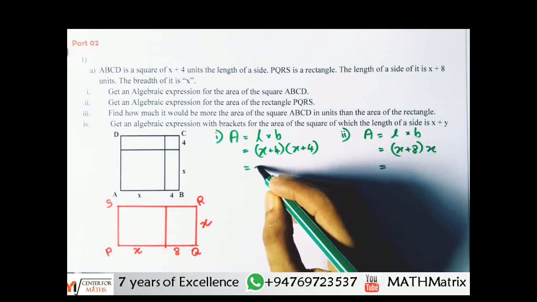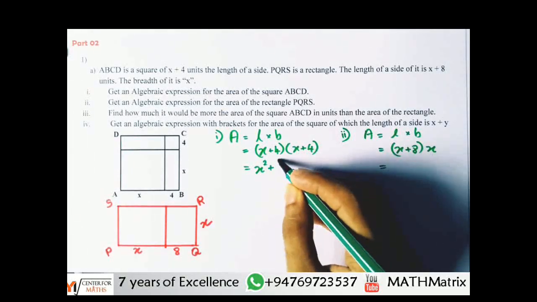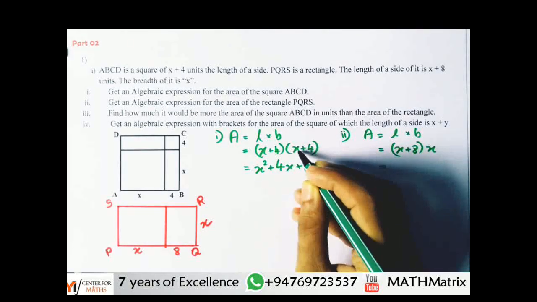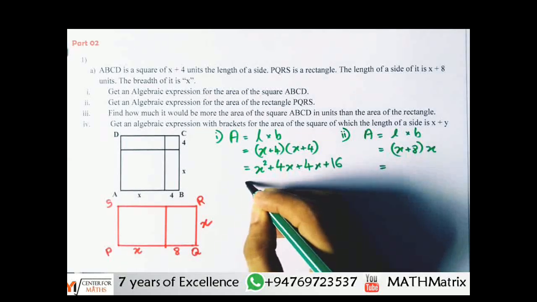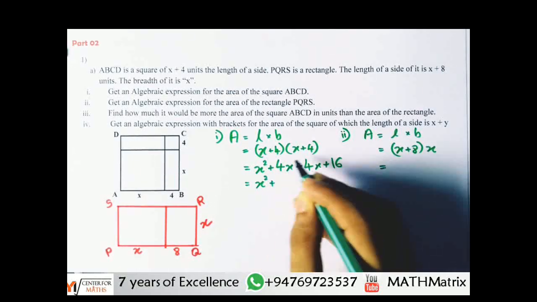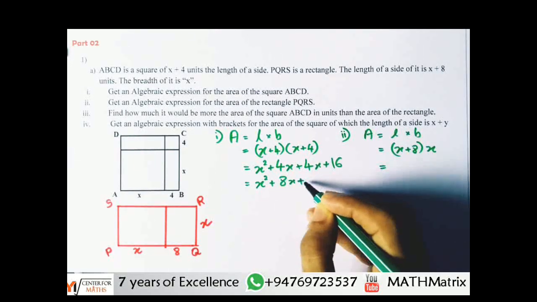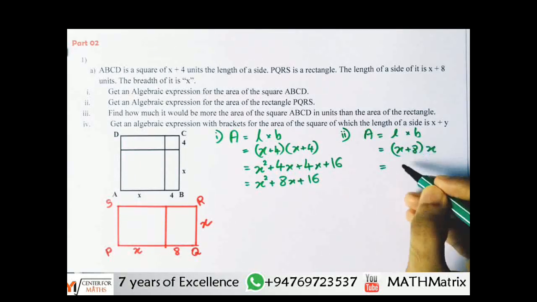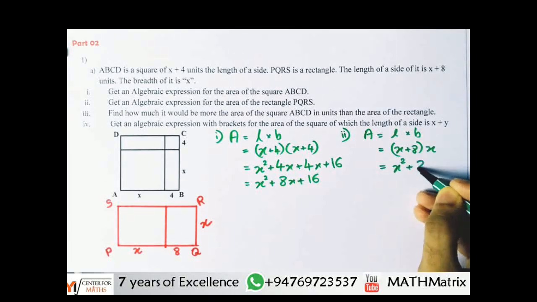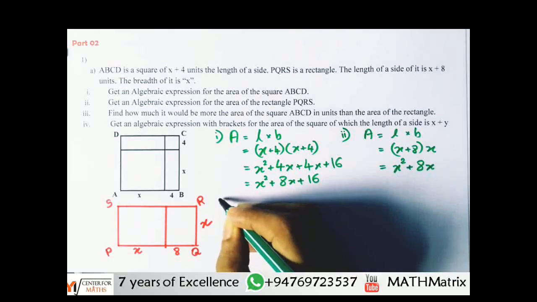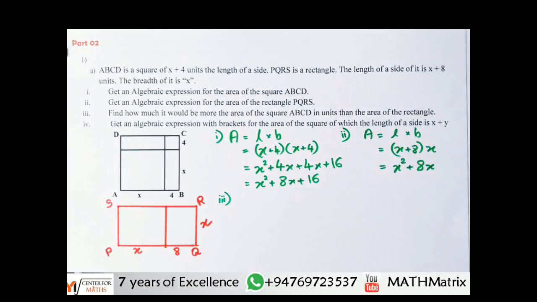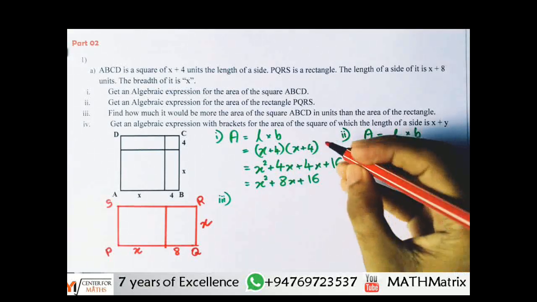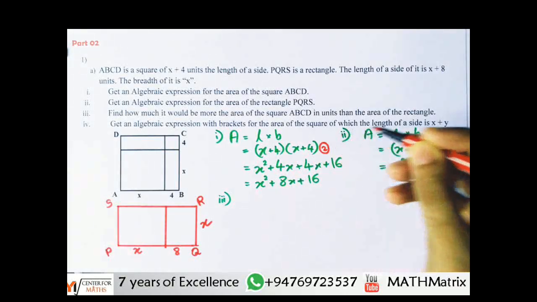So x into x is x squared, plus 4 into x, 4x, plus 4 into x again, 4x, and the last one, 4 4s are 16. We can simplify this further: x squared plus 8x plus 16. And here x into x is x squared, plus x into 8 is 8x, right? So how to give the marks? This is the method. If you have already given the expressions, it's okay, fine, you can give 2 marks for this and again 2 marks for this.